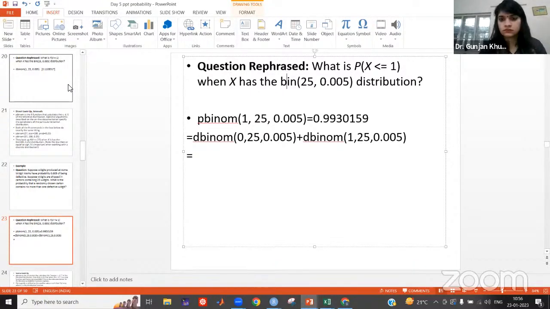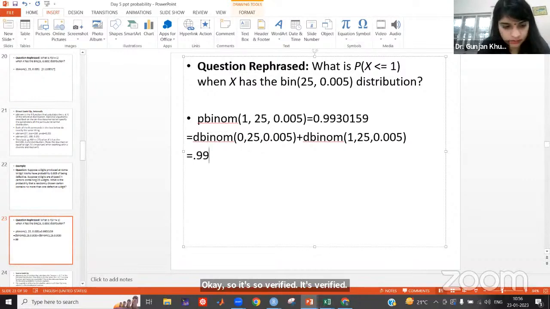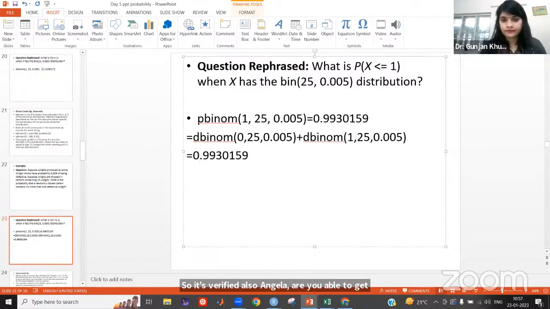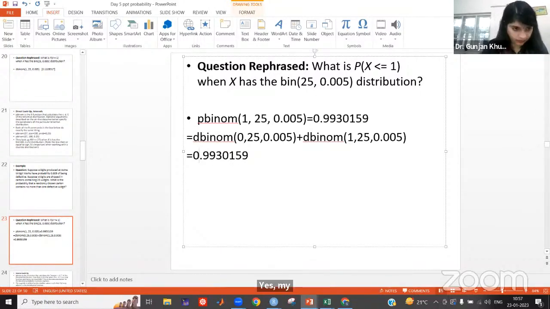...is getting the same answer. Okay, so it's verified. It's verified also, that the use of the D function and P function, right? So it's verified also. Anjali, are you able to get this verification also done? Yes, ma'am. Okay, fine.